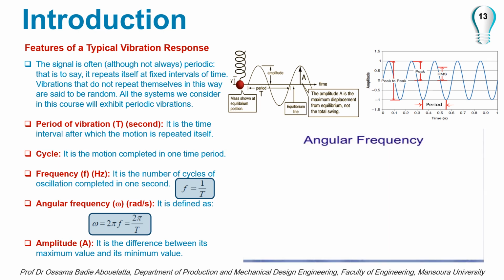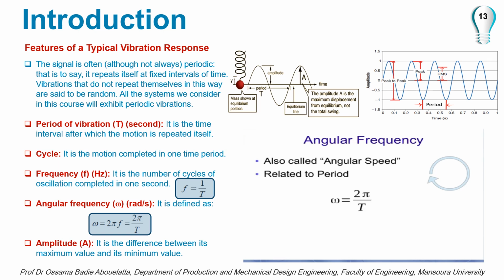Then we get into angular frequency. Angular frequency is also called angular speed if we're talking about circular motion, how fast it goes around that circle. It's related to the period by the equation omega equals 2 pi over T, where omega is the angular frequency and T is my period. If I think about the units, I'm going to have radians per second, where the second comes from the period, and the radian comes from the 2 pi, because once around a cycle is 2 pi radians.